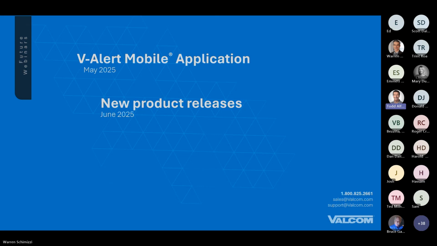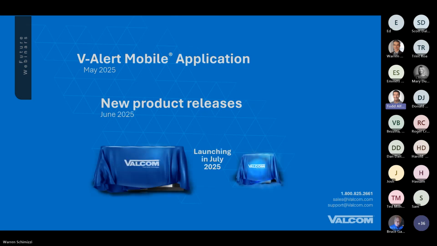Then in June, we've got a couple of key product releases. I think there might be a build to this slide, Warren, but might check. But yeah, there we go. So hidden beneath those tablecloths are some upcoming products that are going to launch in July, and we want to give you some insight into those. So we'll be talking about those. And if you were at ISC West, maybe you got a glimpse, but if not, stay tuned or please join us next month.